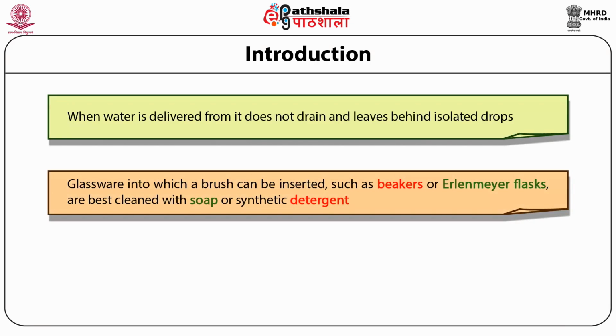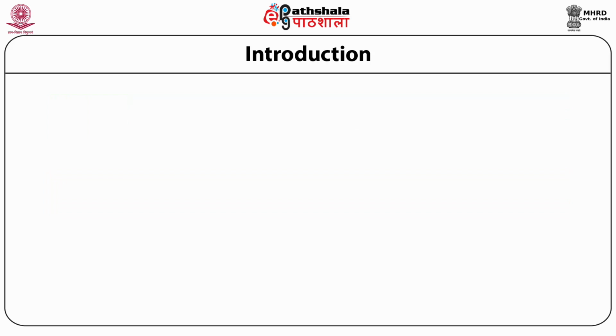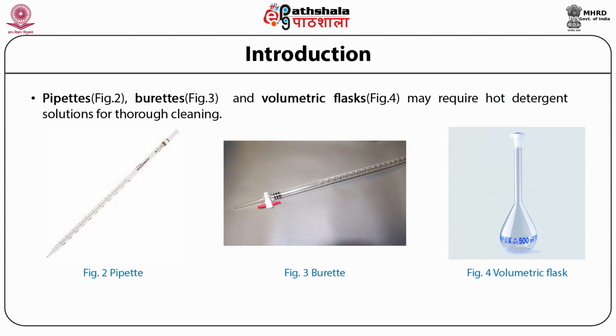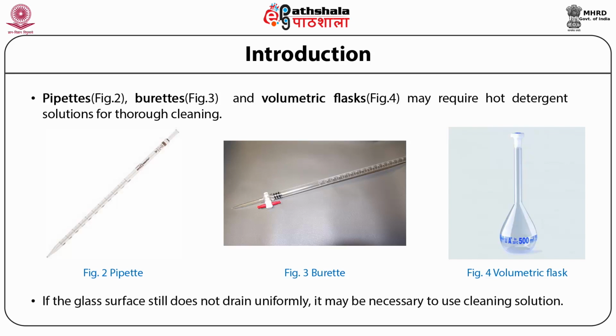Glassware into which a brush can be inserted, such as beakers or earthenware flasks, are best cleaned with soap or synthetic detergent. Pipettes, burettes, and volumetric flasks may require hot detergent solutions for thorough cleaning. If the glass surface still does not drain uniformly, it may be necessary to use cleaning solution whose strong oxidizing properties ensure clean glass surfaces in most cases.